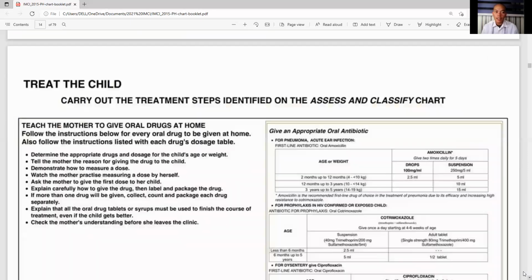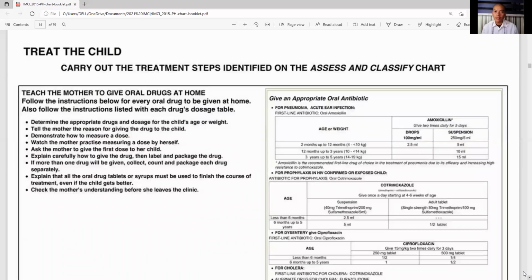HIV again, I will skip through that. Treat the child. Okay, carry out treatment. Okay, so if we're done with the assessment part and classification, okay, nandun na tayo sa treatment. Okay, carry out the treatment identified after the assess and classify chart.